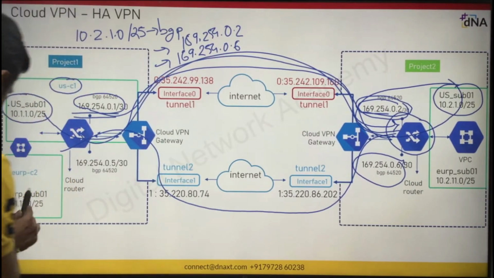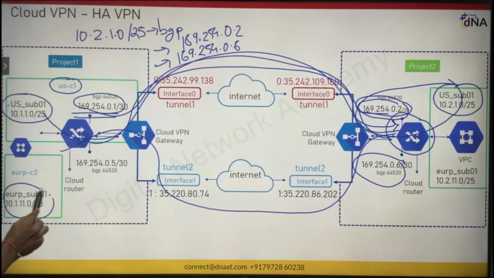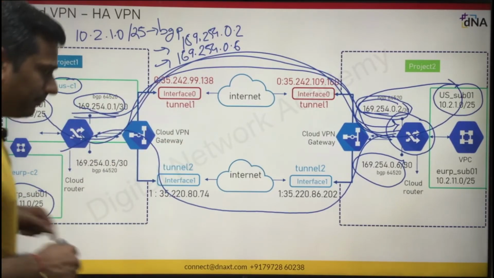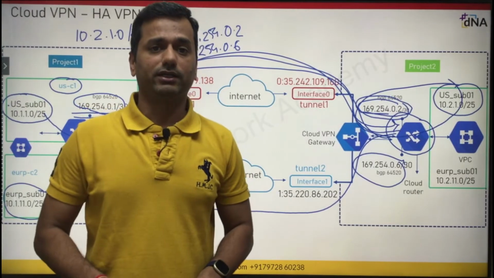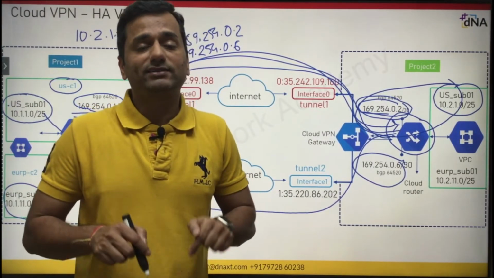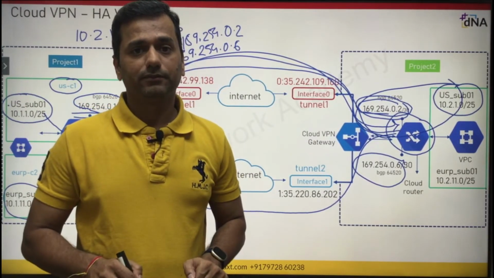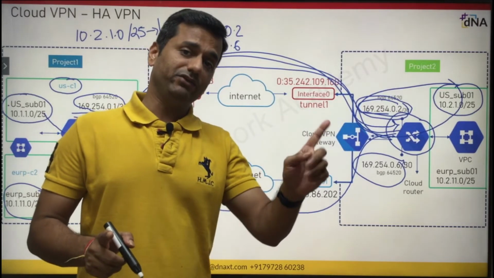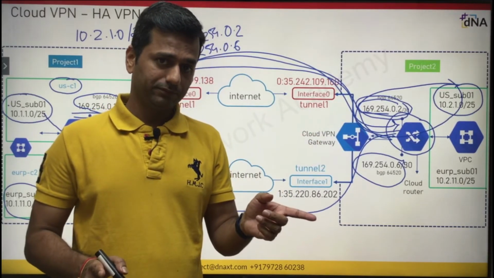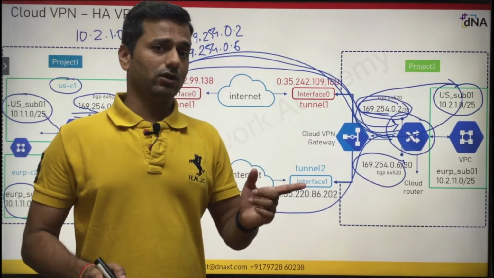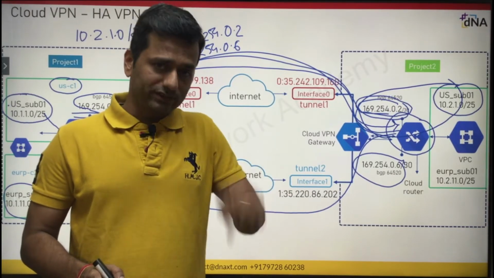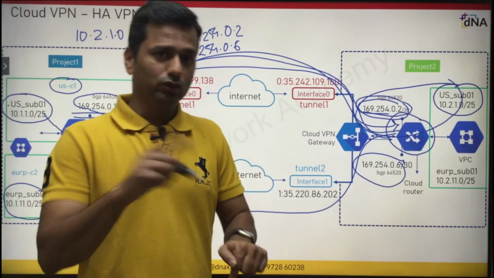PD, what about this Europe route? Will it be advertised to the BGP? Currently my VPN gateway and cloud router are in the US central region, but I have another data center which is in Europe central too. Will this cloud router, which is hosted in the US region, advertise the Europe route?